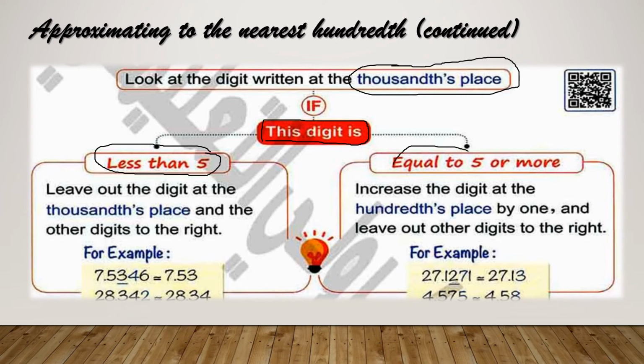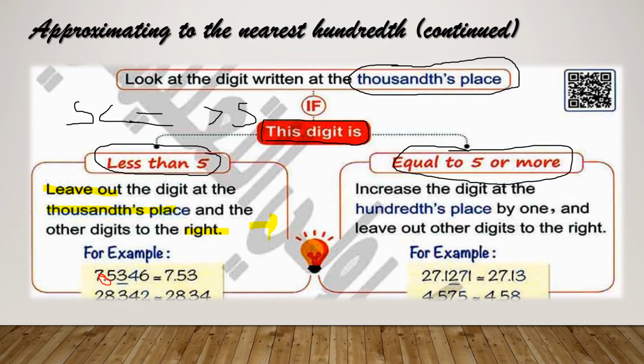And so we're going to look at this digit and see if the digit is less than 5. What will happen if the digit is less than 5, and what will happen if the digit is equal to 5 or more? If it is equal to 5 or greater than 5, what will happen? And if it is smaller than 5, what will happen? So we're going to figure it out now. If it is less than 5, leave out the digit at the thousands place and the other digits to the right. Keep going to the right with the digits.